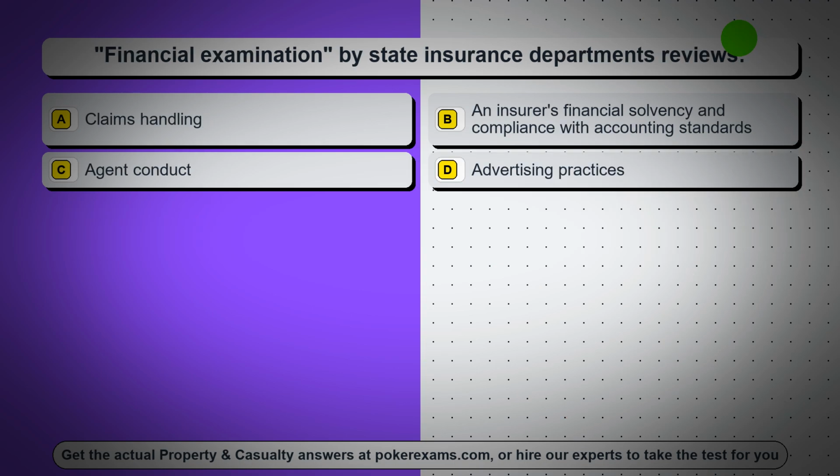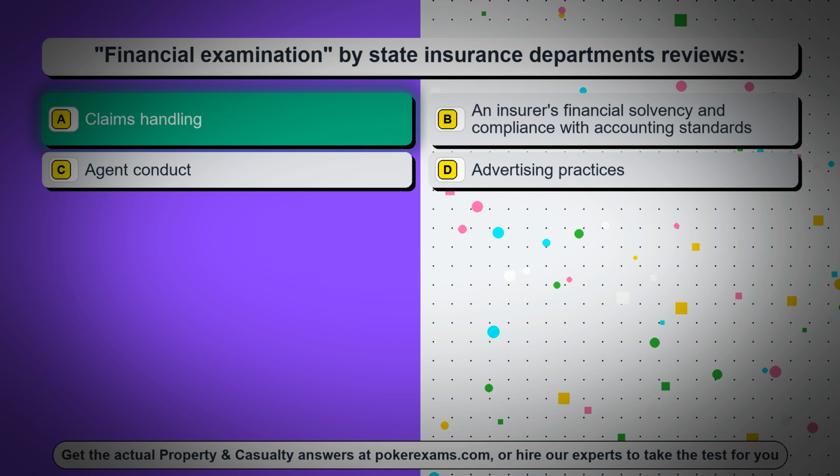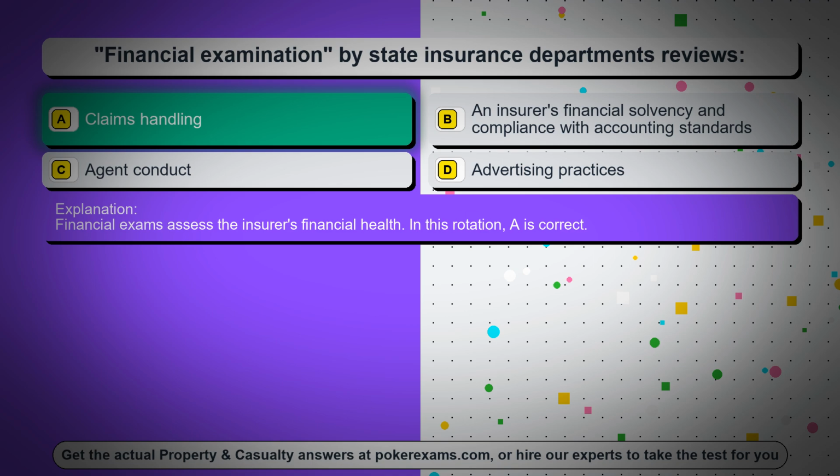Financial examination by state insurance departments reviews: option A, claims handling; option B, an insurer's financial solvency and compliance with accounting standards; option C, agent conduct; option D, advertising practices. The correct answer is option A, claims handling. Financial exams assess the insurer's financial health. In this rotation, A is correct.